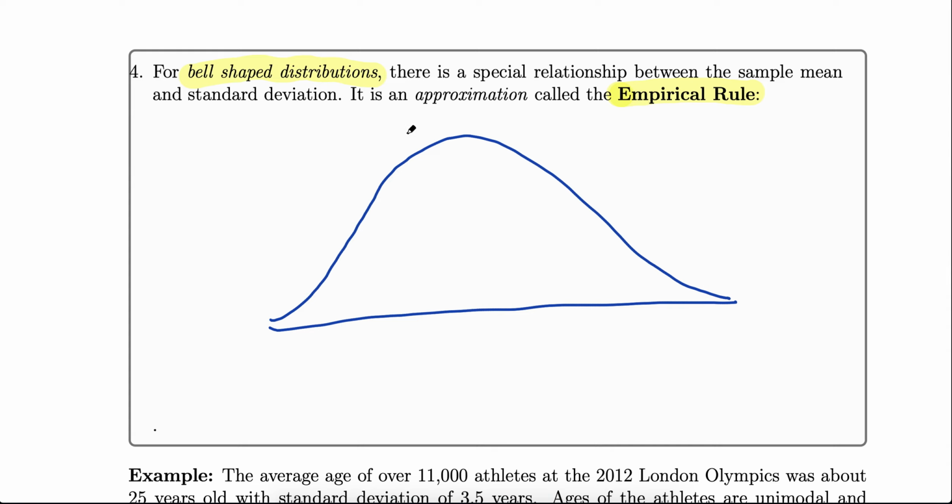And all that means is it's symmetric, the left and right are mirror images, it's unimodal, kind of one mode right in the middle. And if a data set follows this bell-shaped distribution, then we can apply the empirical rule to approximate areas under this bell-shaped curve.